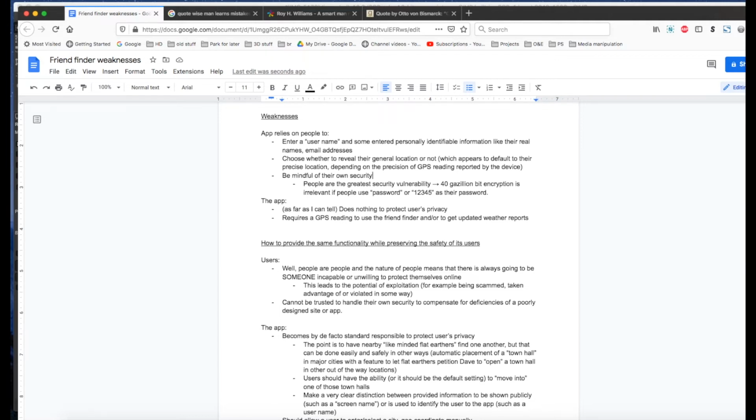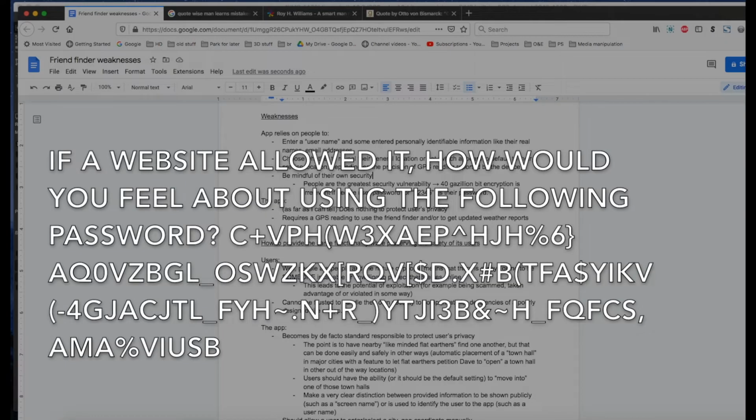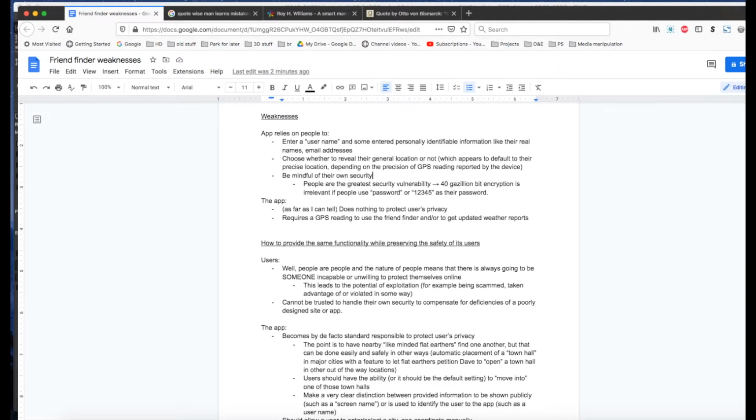It doesn't matter how many bits you throw at it. You could have 40 gazillion bit encryption. It's completely irrelevant if people use easily guessed passwords such as password123 or the word password. So asking people to manage their own security is not the best course of action to take.